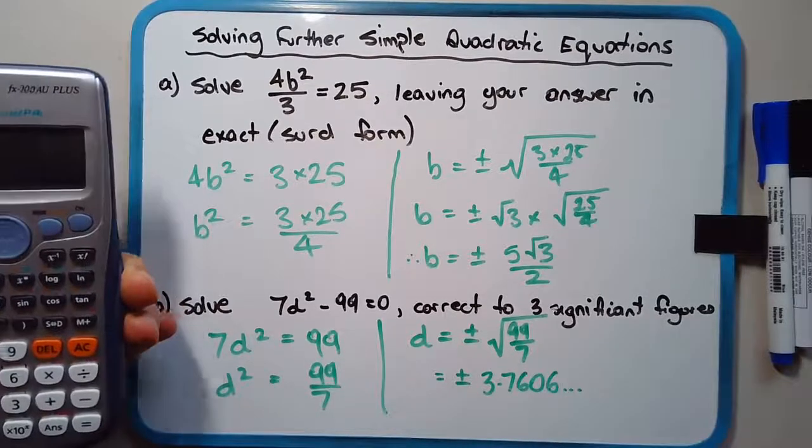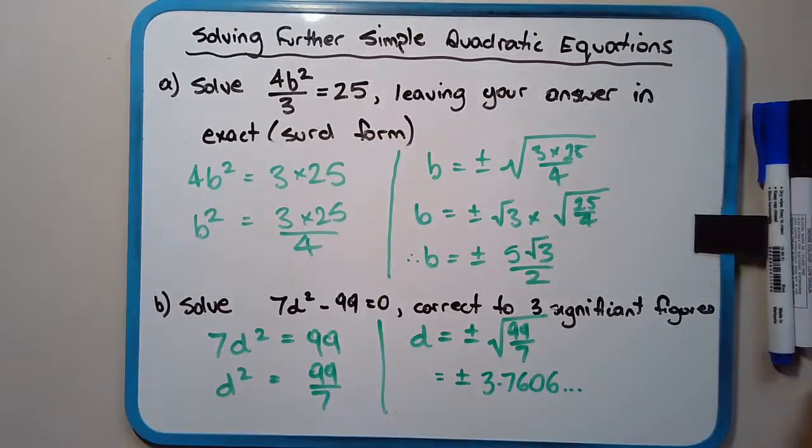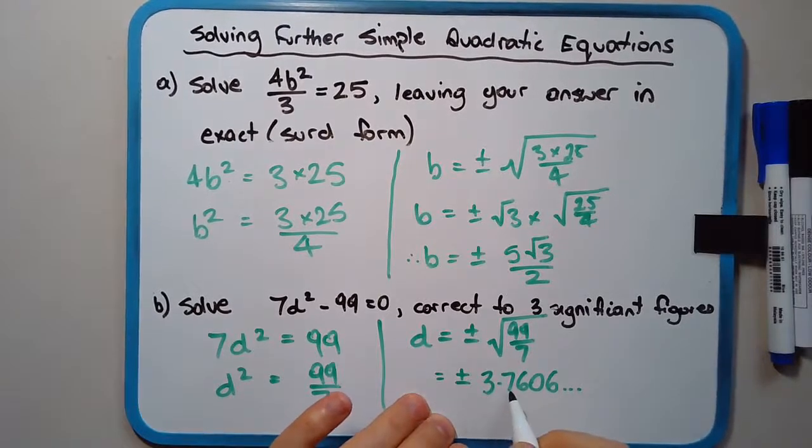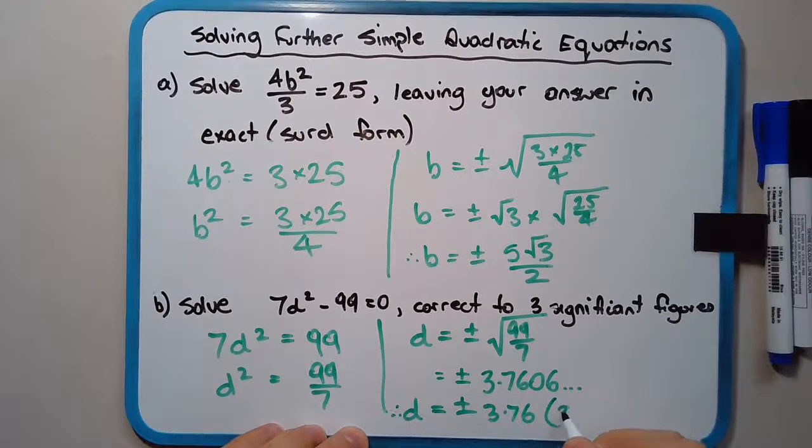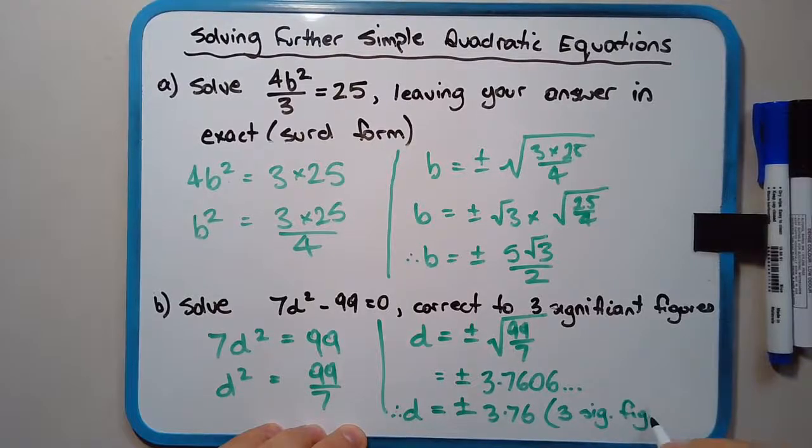3.7606 dot dot dot. But we only want 3 significant figures. So 3 significant figures, starting with the 3, we have the 7 and the 6. There's our 3 significant figures. So therefore d is equal to plus or minus 3.76, and that is to 3 significant figures.